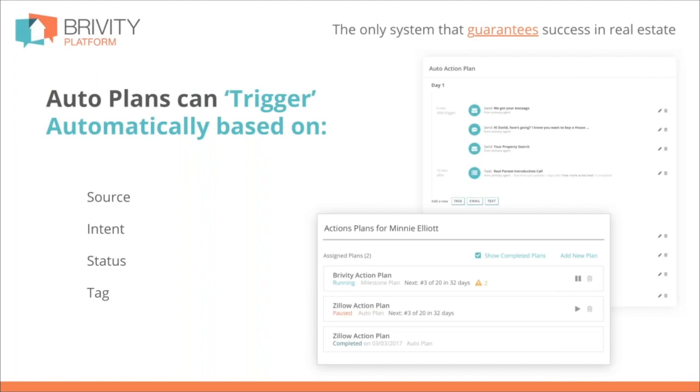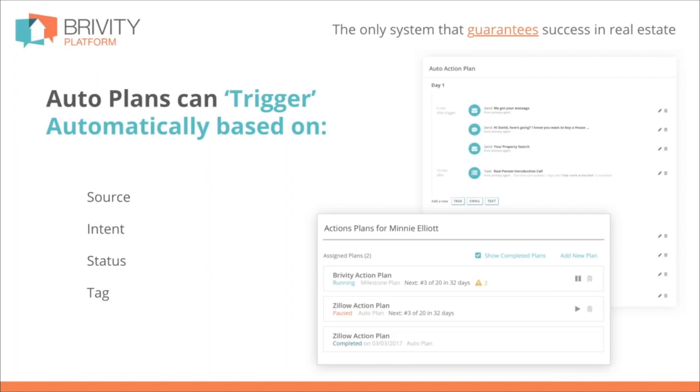Now, in our world, and hopefully in whatever world you live in today, but in the Brivity world, these plans can be triggered automatically based on these factors: the source, the intent, the status of the lead, and then potentially a tag if there was a tag that came in with the lead. Okay, so let's think about this for a second.